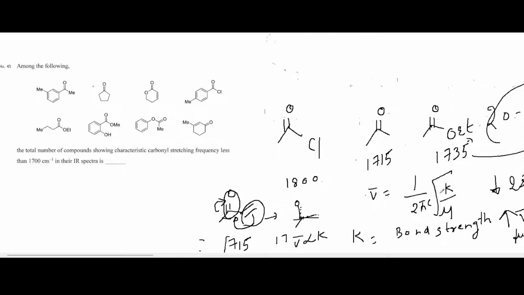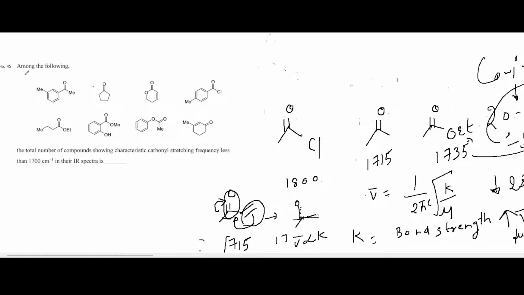So now you get a basic idea. Whenever any compound is in conjugation, the bond strength will decrease by about 20 to 25. That means the frequency decreases by 25 at most. Okay, so now we'll move on to the question.